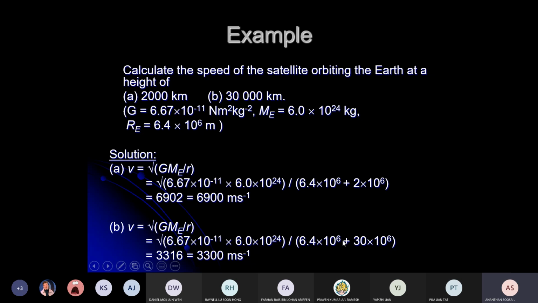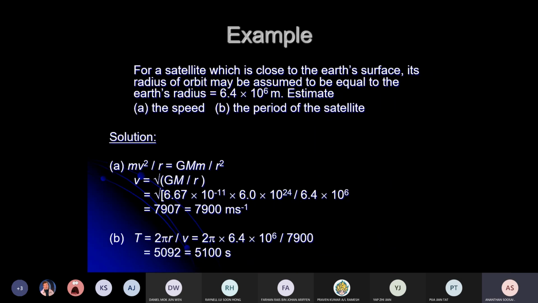Remember, the r must be from the center of the Earth to the center of the satellite. They purposely give the altitude, so we need to add the radius of the Earth for the r. So here it is very clear: the closer the satellite, the faster it travels. The orbital speed is 6,900 for the closer one, and the further it is, the smaller the speed. Any questions from this working? No questions? Okay, let's go to the next one.